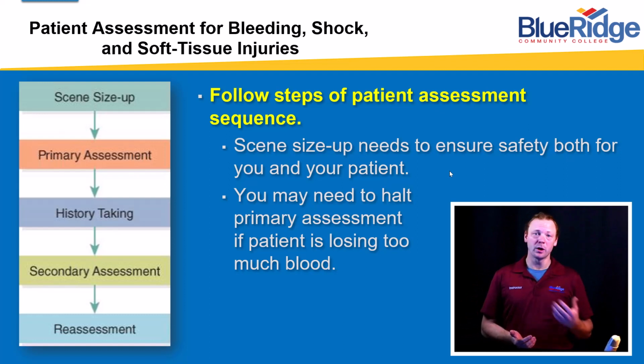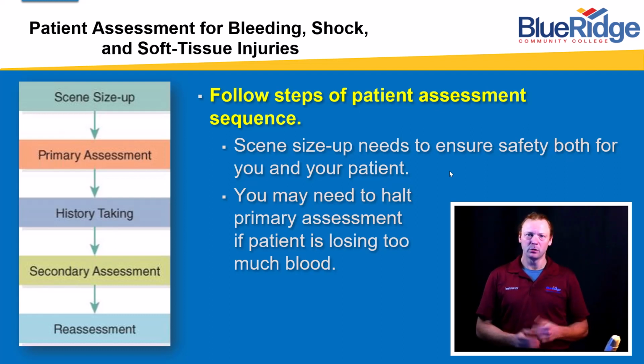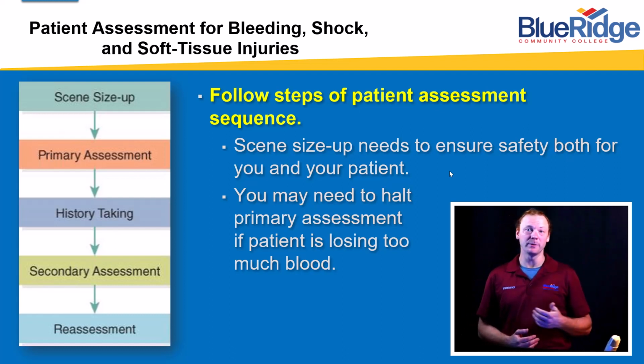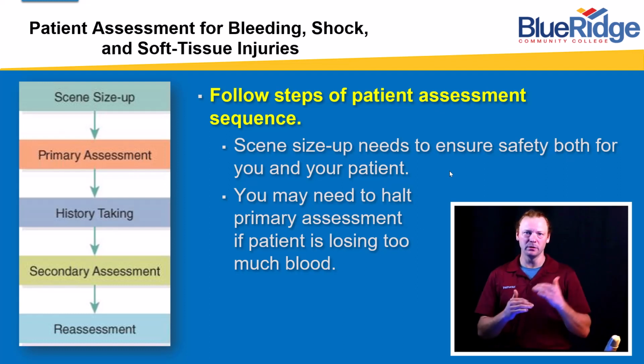And remember, your primary assessment is what's going to kill them in 60 seconds or less. You may need to pause that assessment to address a life threat, mitigate or manage it, and then continue on to your history taking, then your secondary assessment, and then reassessment. Also remember, when we're talking about trauma patients, you may have to reverse the secondary assessment and history taking to manage the patient more effectively or efficiently before getting your history gathered.